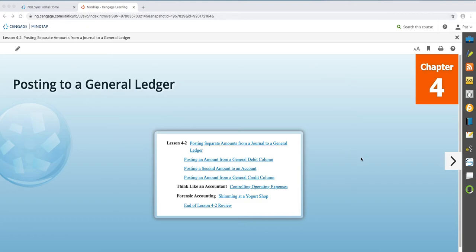This is the notes for 4.2. We talked about chart of accounts, the 5 divisions: assets, liabilities, owner's equity, revenue, expenses. We talked about what a ledger account looks like, having the account name and number up top.